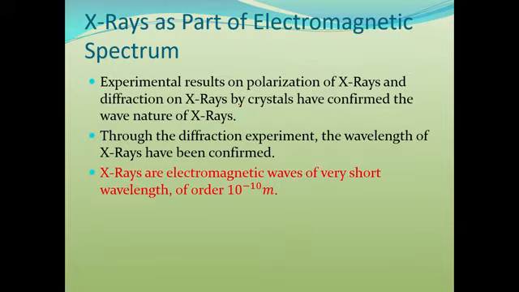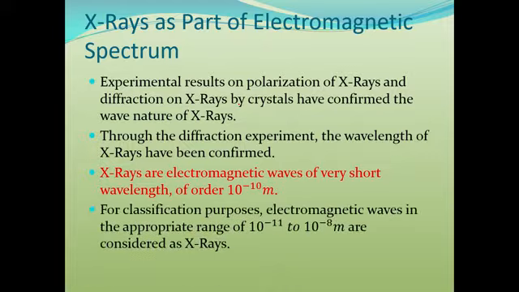So X-rays are electromagnetic waves of very short wavelength, of the order of 10⁻¹⁰ meters. Now for classification purposes, electromagnetic waves in the range of 10⁻¹¹ to 10⁻⁸ meters are considered as X-rays. You can appreciate that from the electromagnetic spectrum, and see the way they have been arranged in terms of their wavelengths.